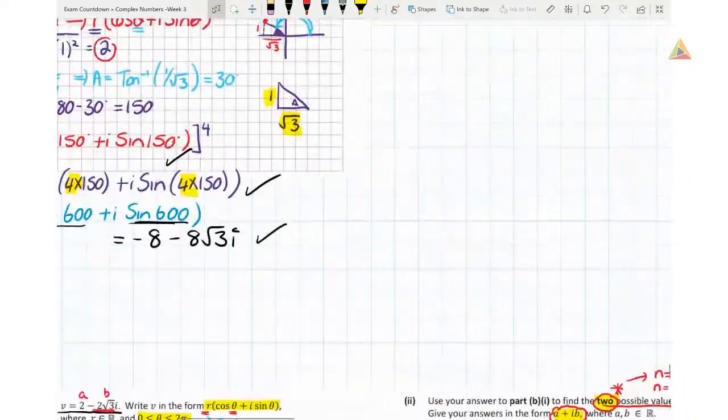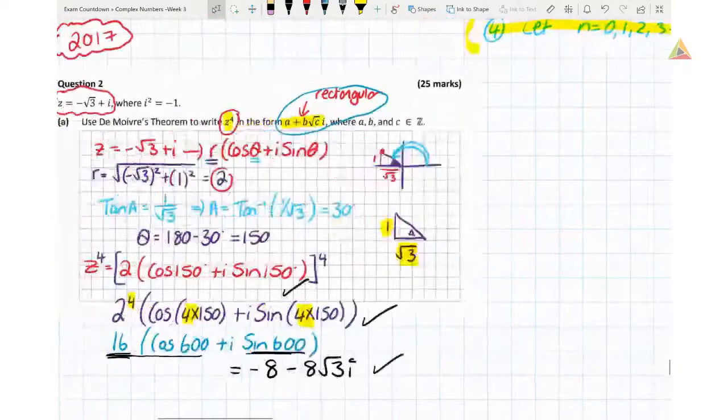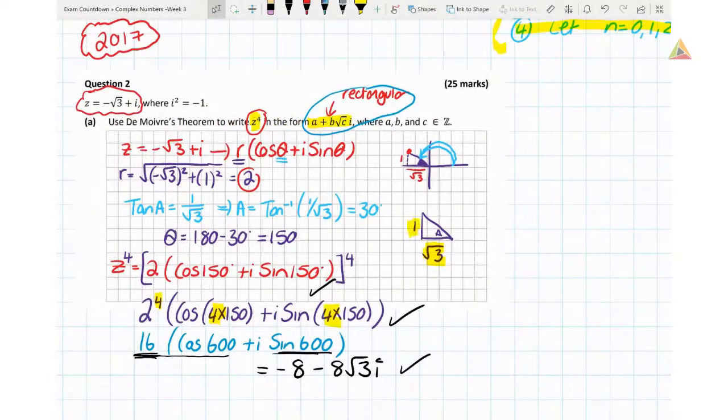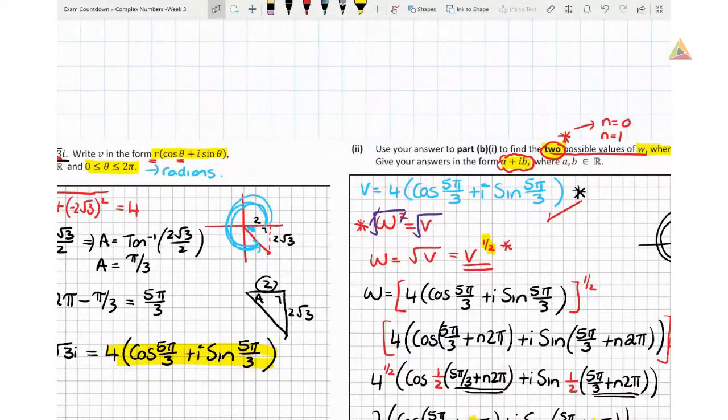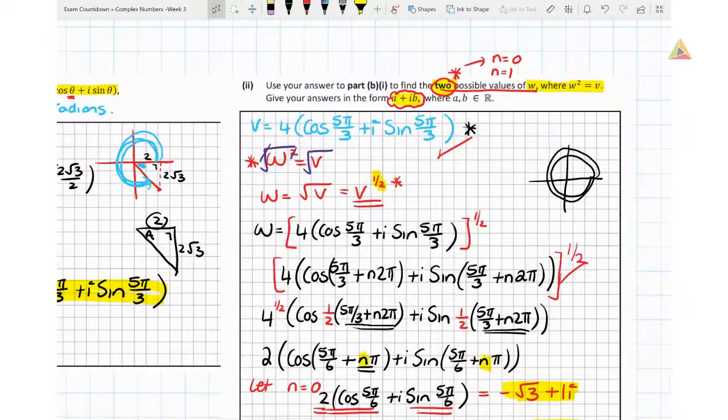So the first one, just to recap on it, was from 2017, and that was an example of where your power is a whole number. So it's z to the power of 4. We're just simply raising that complex number to the power of 4. 2019 was a little bit trickier. Again, like I said, most people get confused as to whether it's a fractional power or whether it's just a whole number power. Usually there's a hint in the question. In this question, the hint was we looked for two possible answers, and they also gave us an equation over here.